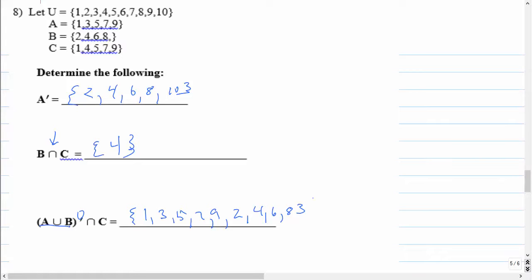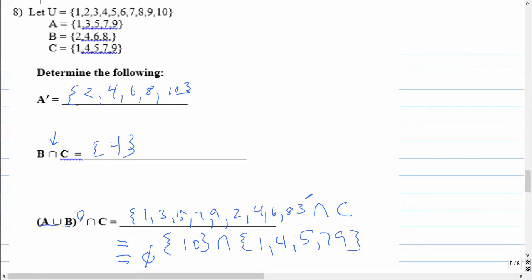Now I haven't taken the complement yet, so I'm going to have to be careful. Intersect with C. So I have 1, 2, 3, 4, 5, 6, 7, 8, 9. Only thing missing here is 10. So the complement of this is 10. And I want to intersect this with C, meaning what's in common with C. I'll just put C in play here. And there's nothing in common, so that's an empty set.